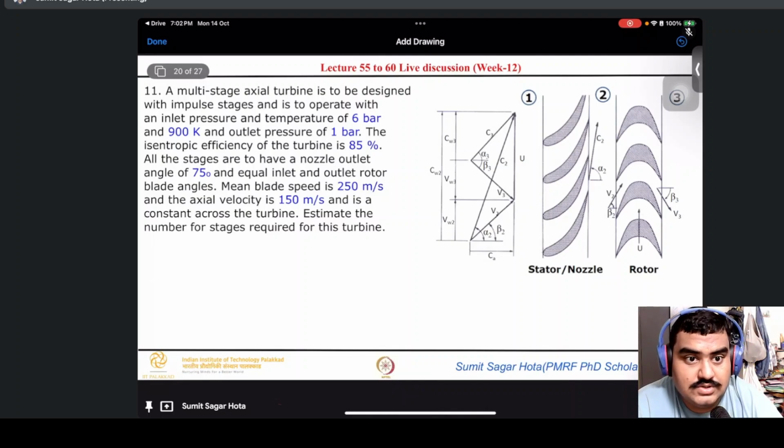So a multi-stage axial turbine is to be designed with impulse stage and is to operate with an inlet pressure and temperature of 6 bar and 900 Kelvin and outlet pressure of 1 bar. The isentropic efficiency of the turbine is 85%. All the stages are to have a nozzle outlet angle of 75 degree and the equal inlet and outlet rotor blade angles. Mean blade speed is 250 meter per second and the axial velocity is 150 meter per second and is a constant across the turbine. Estimate the number of stages required for this turbine. This is the last question of the section.